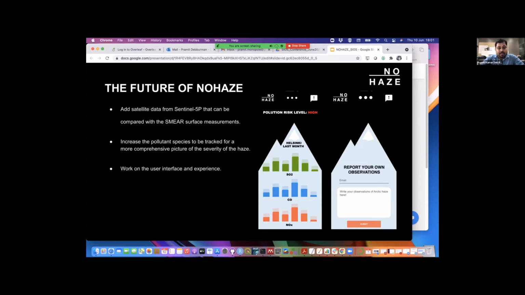And this will serve two purposes. First of all, scientifically, there can be a comparison between the ground level measurements, which are very local in nature and have a finer temporal resolution, compared to the satellite data, which has coarser temporal resolution but can cover a wide area. So we can also see scientifically how well they compare to each other.